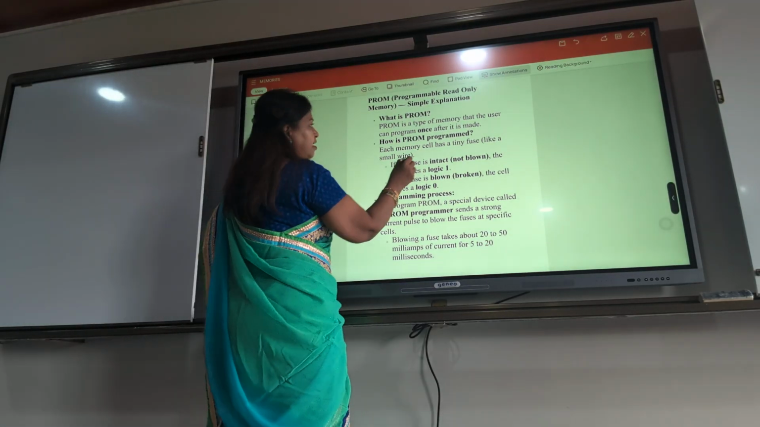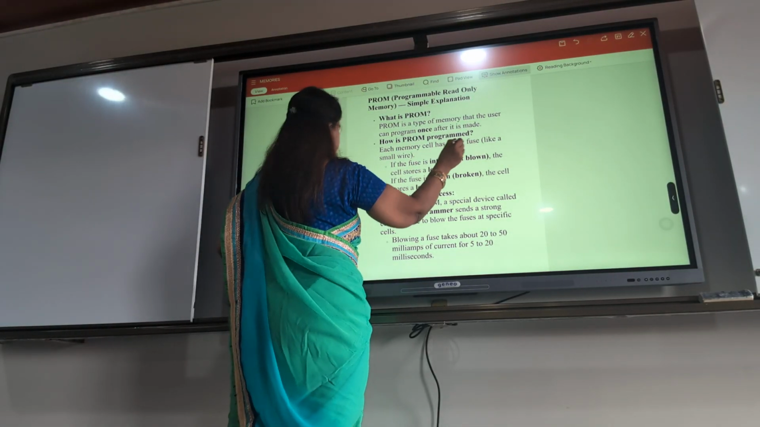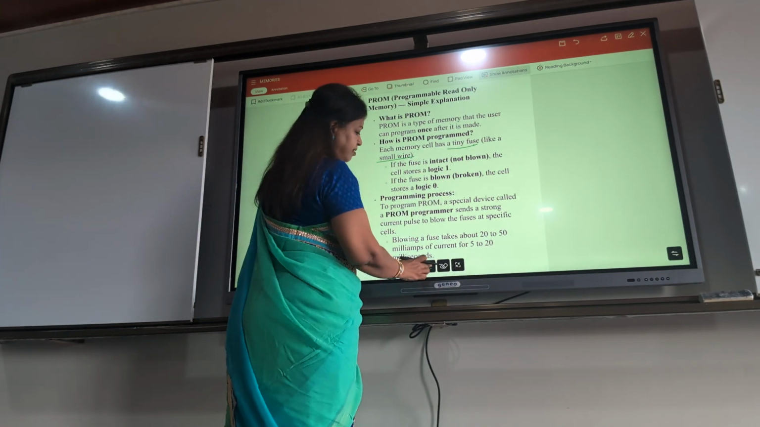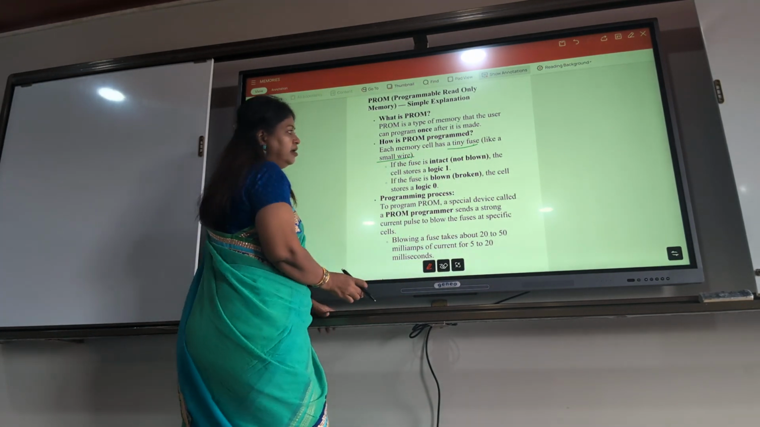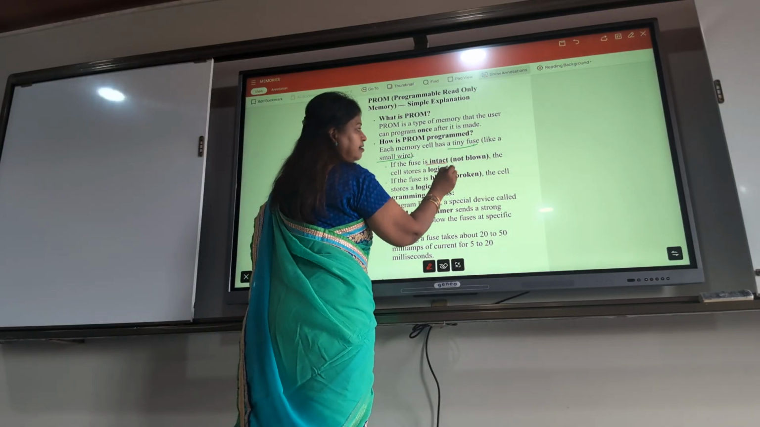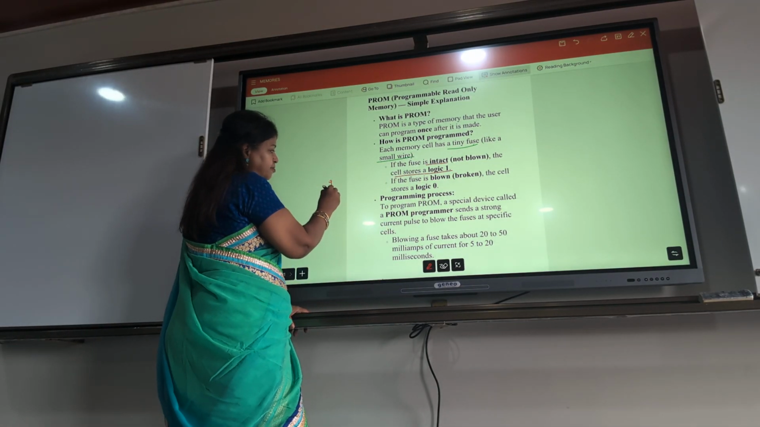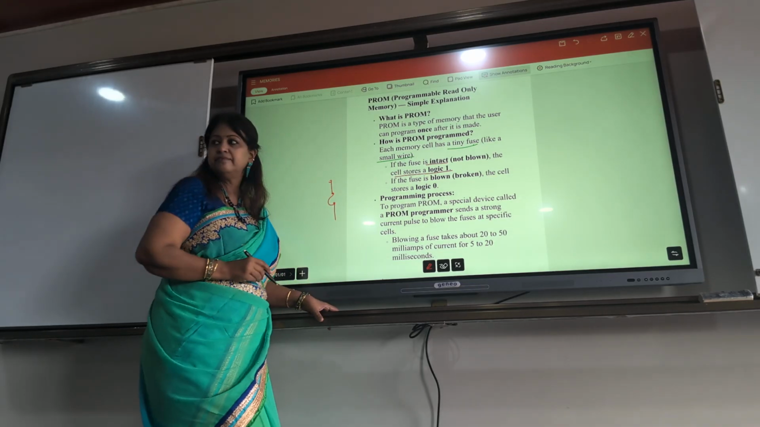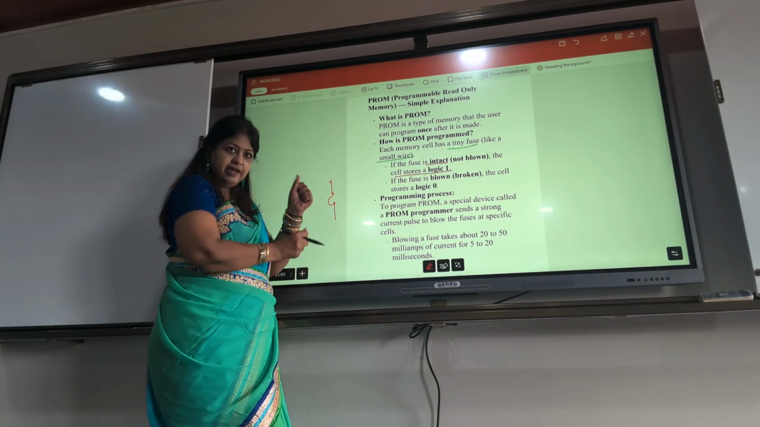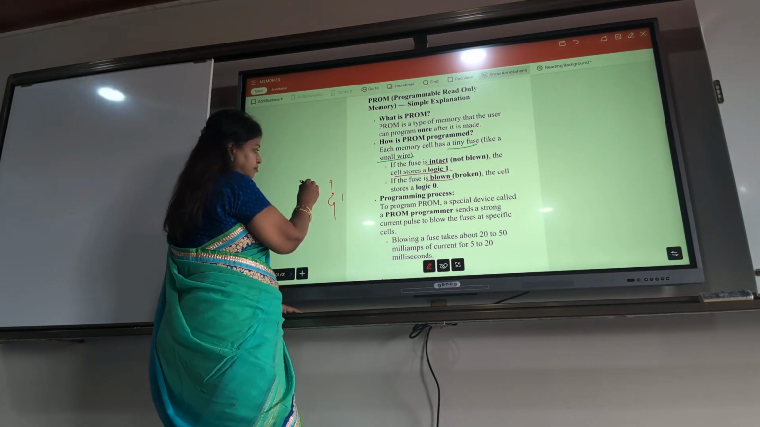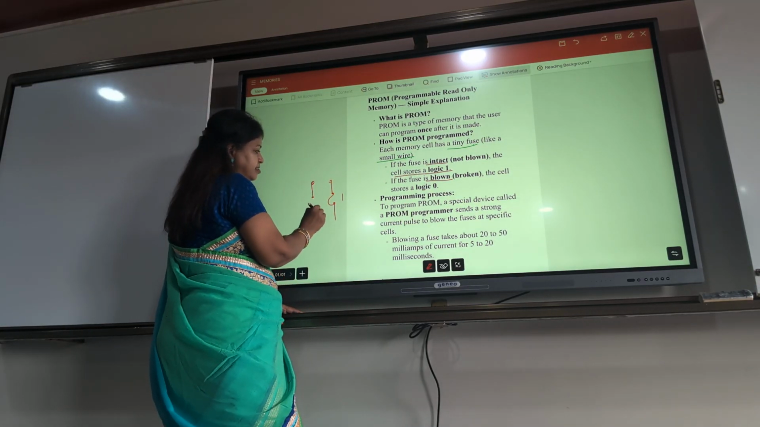So how is it programmed? Each memory cell has a tiny fuse. Each memory cell will have a tiny fuse, like a small wire. If the fuse is intact, then it stores 1. It's like a fuse. If it is connected, it is 1. If it is blown, it is 0.